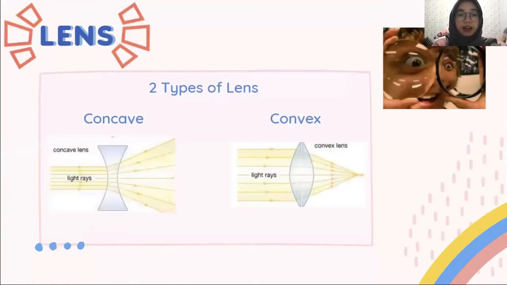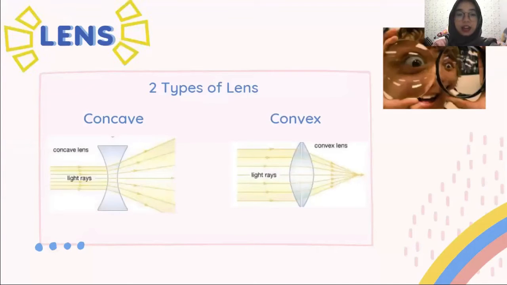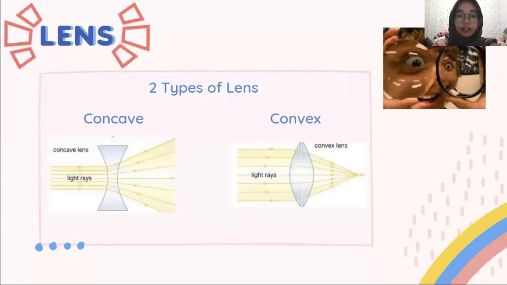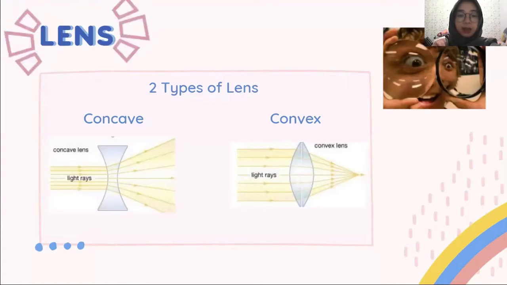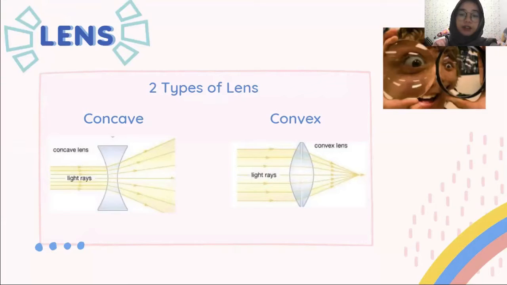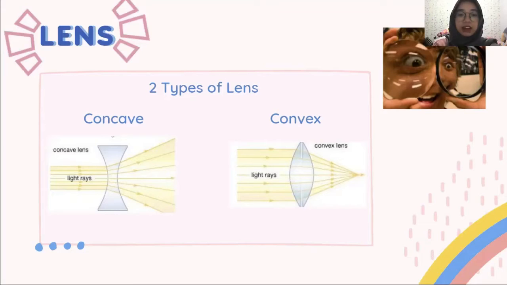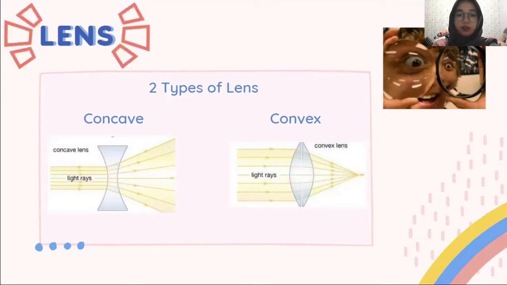The most familiar and widely used optical device is the lens. A lens is an optical system with two refracting surfaces. There are two types of lens. The first is the concave lens and the second is the convex lens. A concave lens is thicker at the edges than in the middle. A concave lens causes rays of light to diverge, or spread apart, as they pass through it. A convex lens is thicker in the middle than at the edges. This causes rays of light to converge.